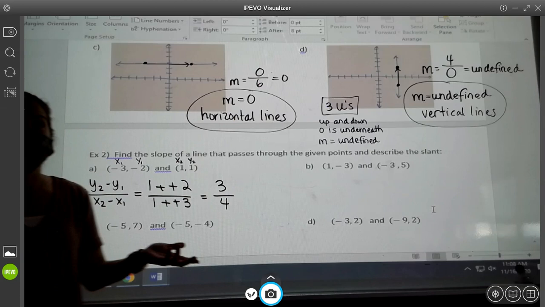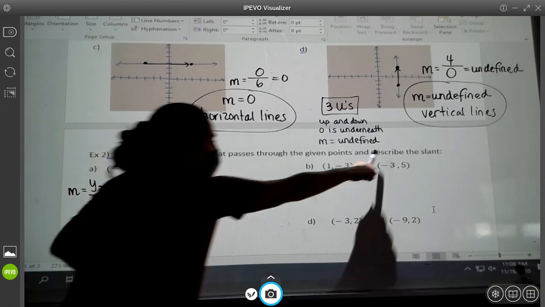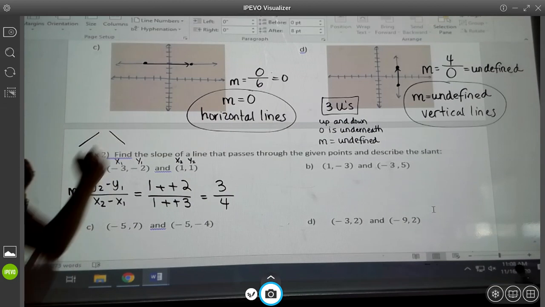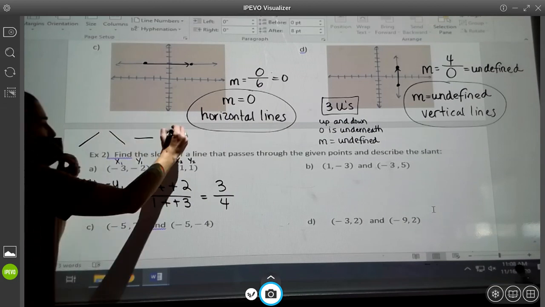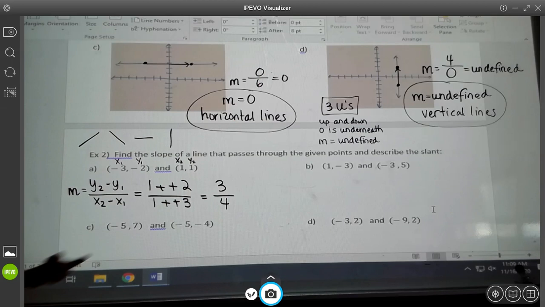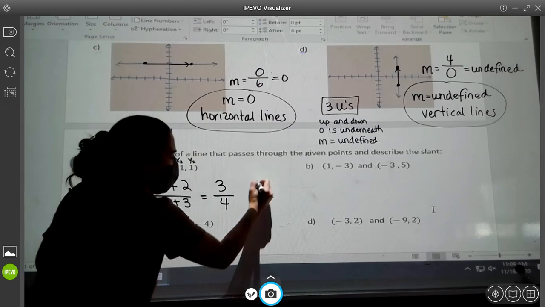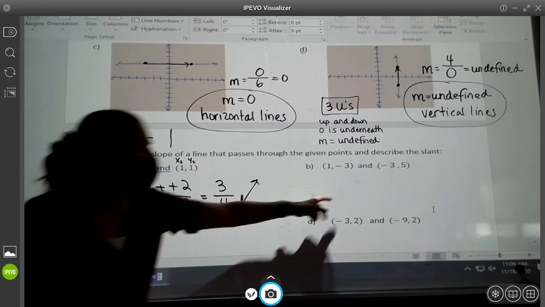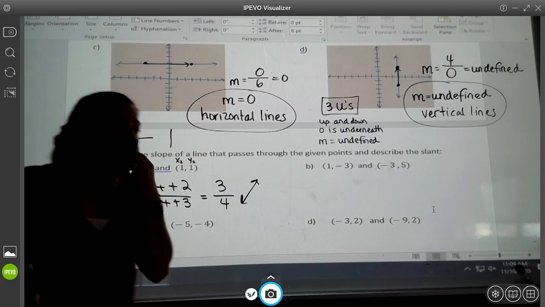All right? Anybody know which one this would slant? So guys, when I say describe the slant, remember, a straight line can do 4 things. It can go right, it can go left, it can be horizontal, or it can be vertical. Which one would this line do? Right. Right. So just draw me a little picture that it would look something like that. It's going to slant to the right. It's a rising line.